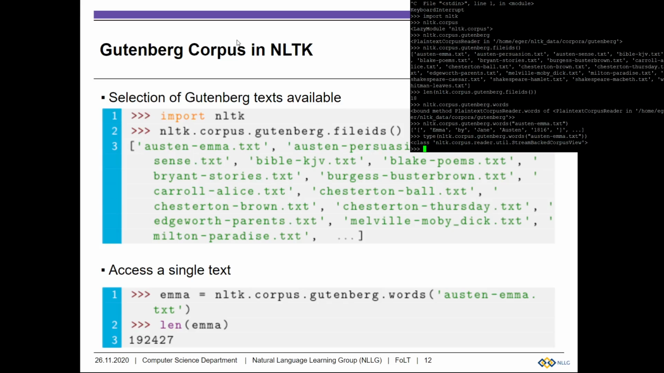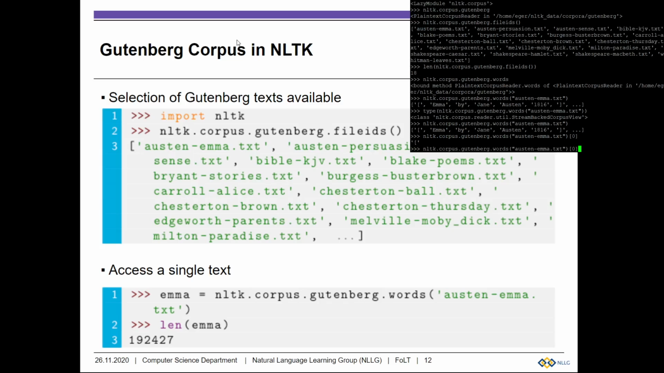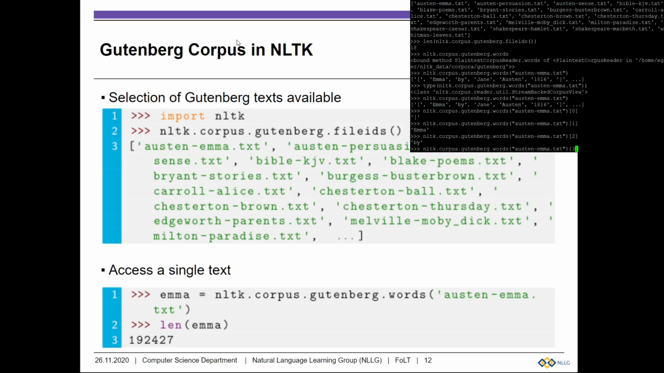So, okay, it's like a reader or something, but it presents it to us in list form, and it gives the individual words that are in this first text of the Gutenberg corpus. And I think now we can probably use it like a list. So we can say, okay, I want to have the second word, the third word, etc.